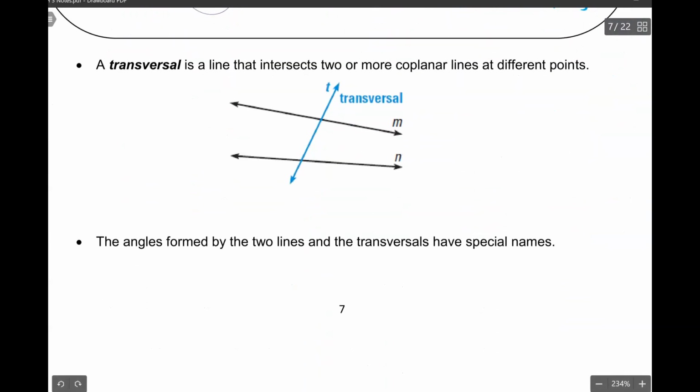Alright, so a transversal is a line that intersects two or more coplanar lines at different points. So notice the transversal is the thing crossing. It's crossing multiple lines. And then the angles formed by the two lines and the transversal have special names. So I have 8 angles formed, and they all will have special names.